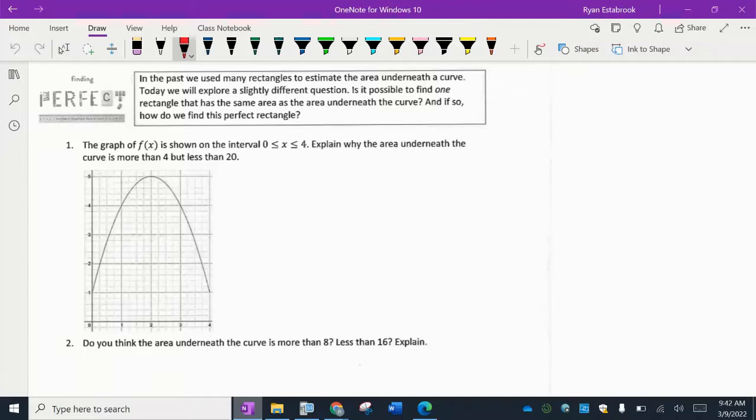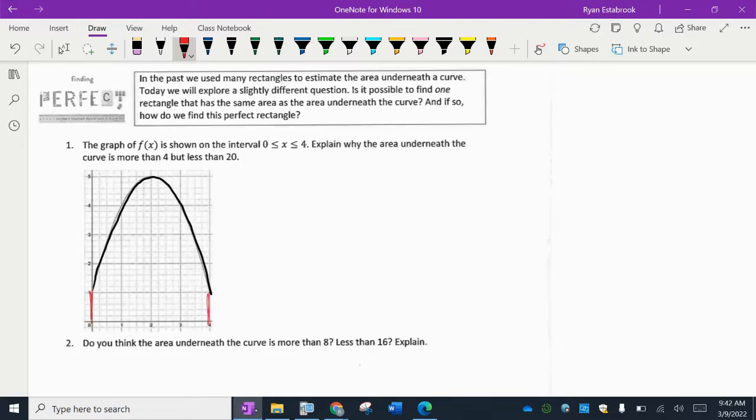8.1, we're finding the average value of a function on an interval. Question number 1 has this graph for us, and it says to explain why the area underneath the curve is more than 4 but less than 20. So if I look at this curve that looks quadratic, how do I know that the area underneath that curve going from x equals 0 to x equals 4 is greater than 4?